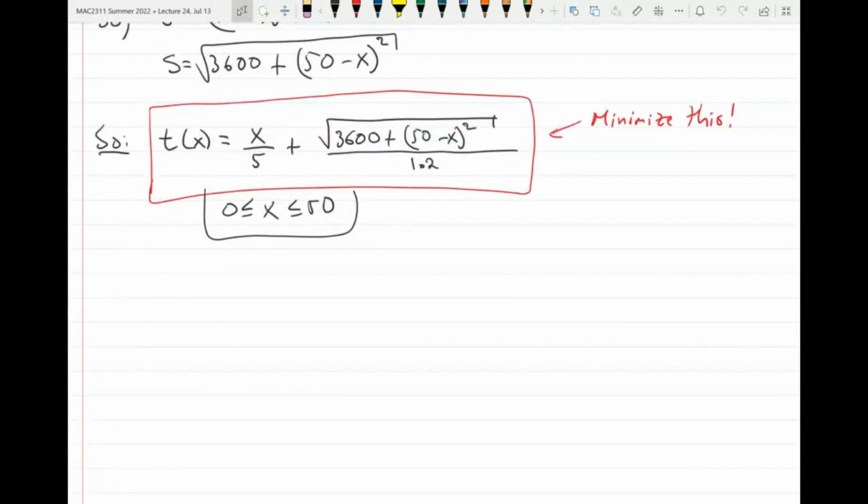All right, so now let's start doing calculus. So we want to minimize. What do we do to minimize? Derivative. So we find the derivative of t.